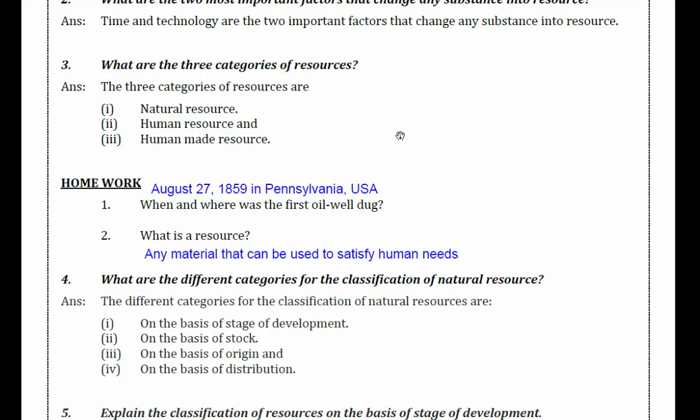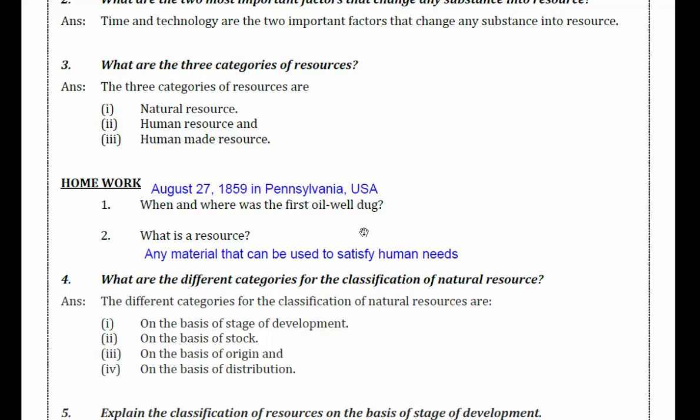Let's complete the homework also. When and where was the first oil well dug? It was on August 27, 1859. Where? In Pennsylvania, United States of America. The first oil well was dug in Pennsylvania.